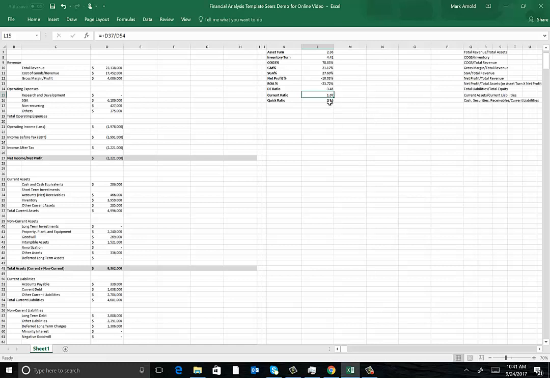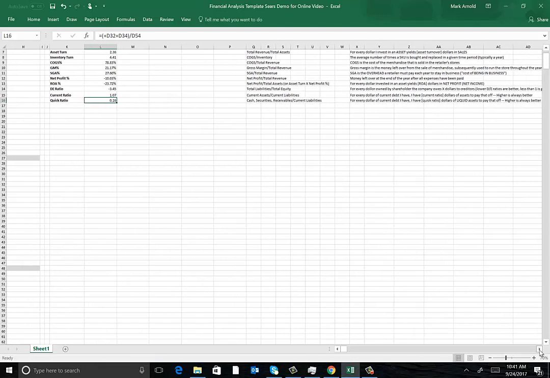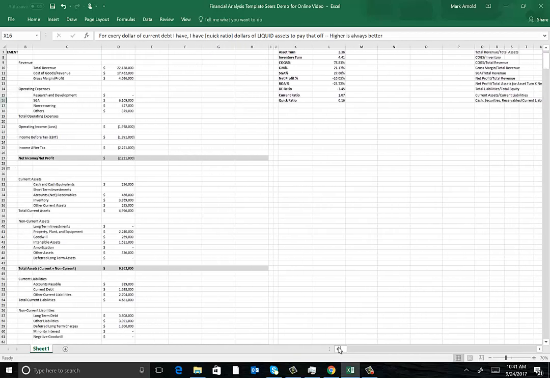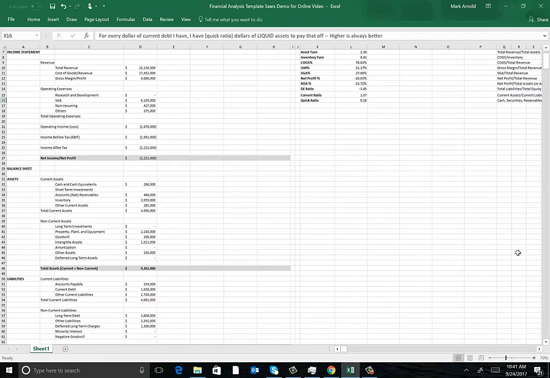All right, but the quick ratio is an even more stringent test of a firm's ability to pay its debt, because it excludes inventory. So for every dollar of current debt that I have, I have quick ratio dollars of liquid assets to pay that off. Liquid meaning no inventory. So in this particular case, if Sears' debtors called up Sears and said, okay, you need to pay us now because you have defaulted, Sears would have only approximately 16 cents in liquid assets for every dollar of debt that they have.